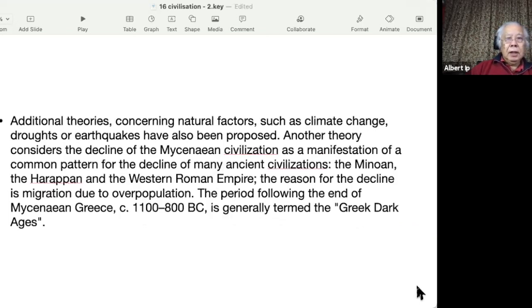Okay. Additional theories involve climate change, drought, earthquakes, etc., causing large-scale damage to the livelihood of the area, and therefore it could not sustain itself and eventually collapsed.